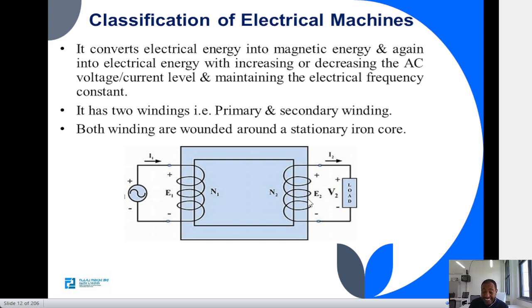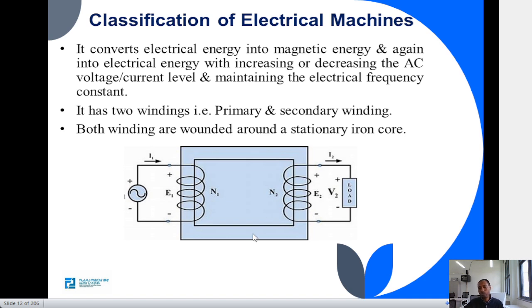This transformer internally has two main windings. We call one the primary winding, if it is connected as the primary, and the other the secondary winding. When current passes through the primary winding, it produces a flux and induces a voltage, following Faraday's principle of laws. This induced flux will link the secondary coil and induce a voltage on the secondary coil.